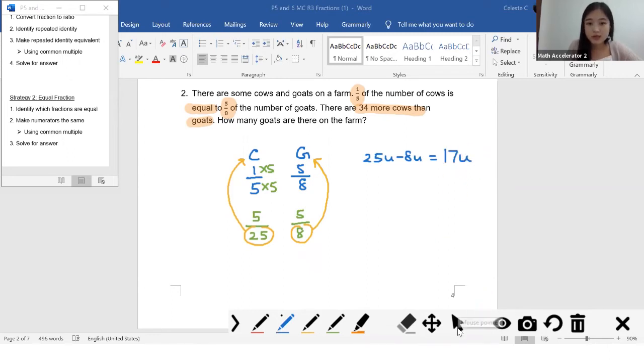Okay, so how many goats are there on the farm? I'm going to start a poll here. So try and get the answer and then select the answer that you have. Okay, so you have to identify 17 units. Okay, what does it represent? Which number?